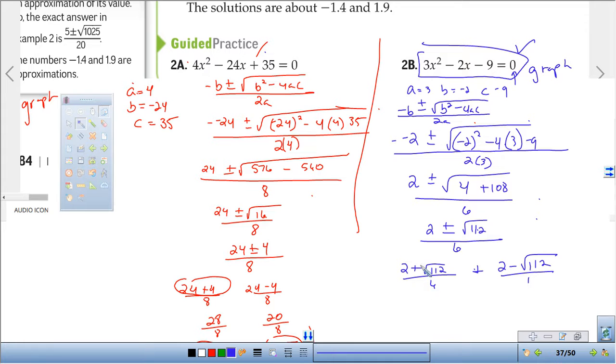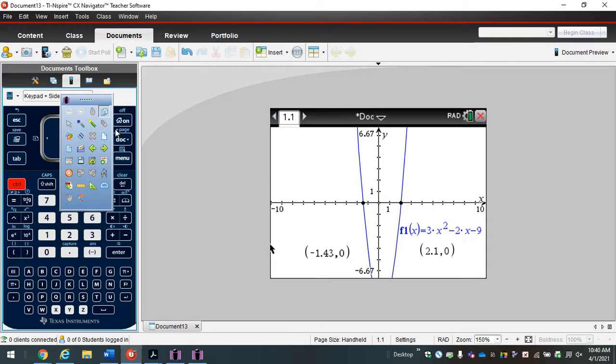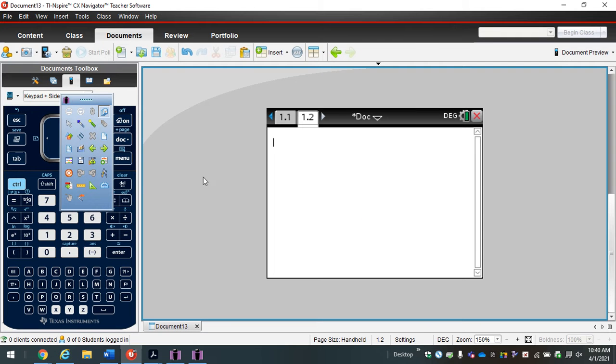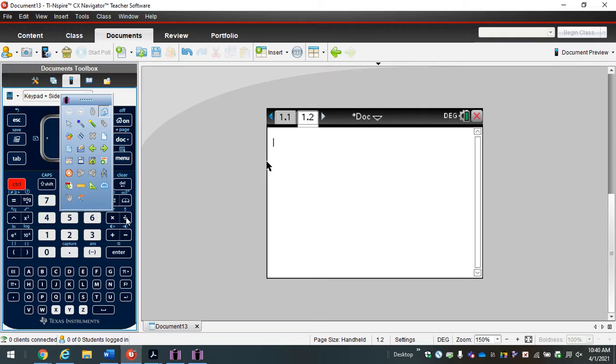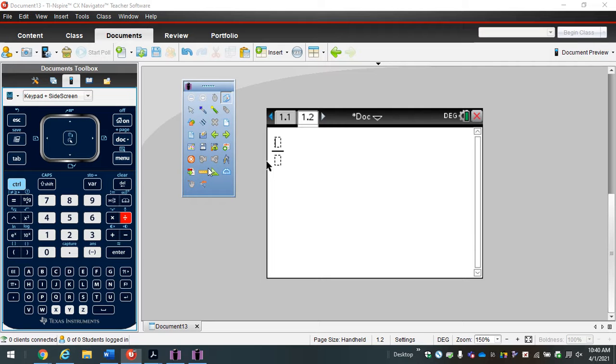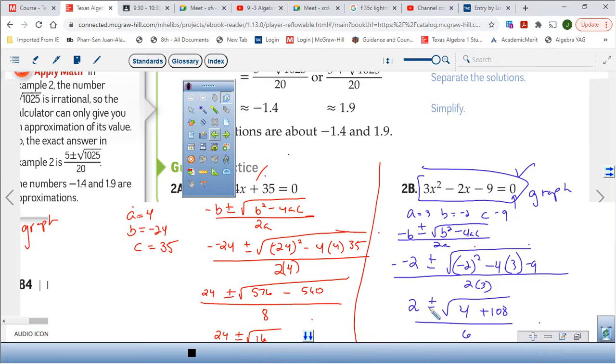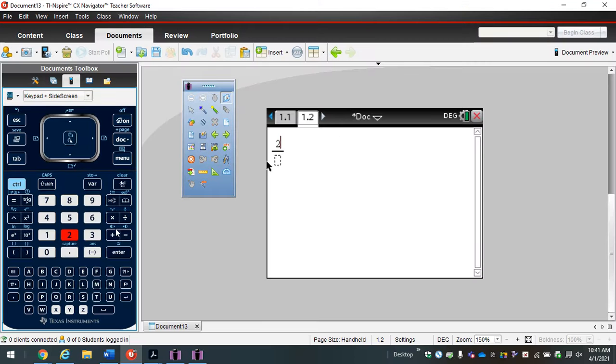I'm going to type it in the calculator, okay? And I'm actually going to do that. I'll show you how to type it in the calculator. I'm going to turn this on. Go here. Calculator. First, add a fraction. You see the division sign right there. And shoot, I forgot. 2 plus control square root 112 over 6. Enter. So 2.09.